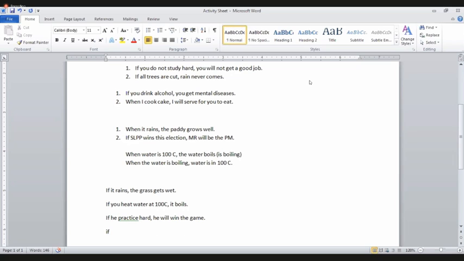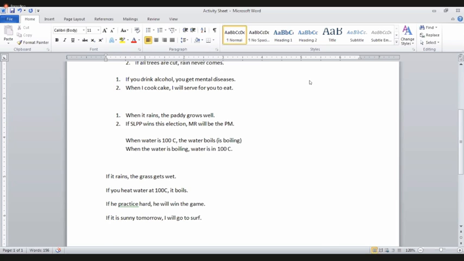If it is sunny tomorrow, I will go to surf. Okay, I will go to surf. Good. If it is sunny tomorrow, I will go to surf. Right. So both the sentences are correct.